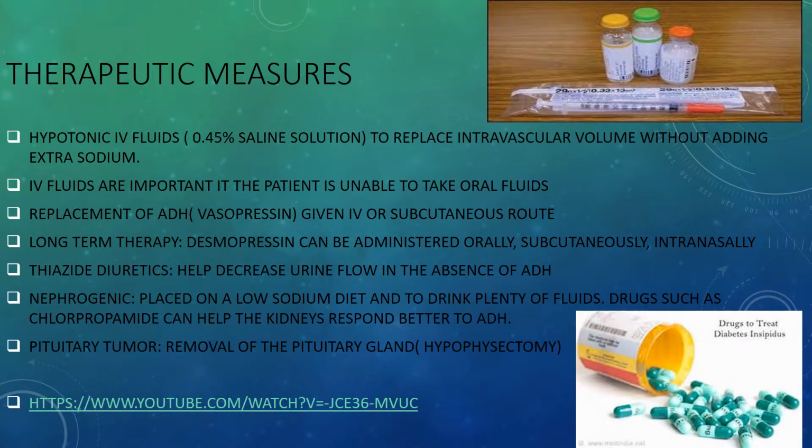For therapeutic measures, we're going to establish IV fluids immediately, like hypotonic IV fluids, which are important if the patient is unable to take oral fluids. Then we're going to replace the ADH hormone, like vasopressin or desmopressin, depending on the doctor's order. Thiazide diuretics may be administered. If you have nephrogenic DI, we're going to place you on a low sodium diet and have you drink plenty of fluids. Drugs such as clomipramine can help the kidneys respond better to ADH. For a pituitary tumor, removal of the pituitary gland is a hypophysectomy.